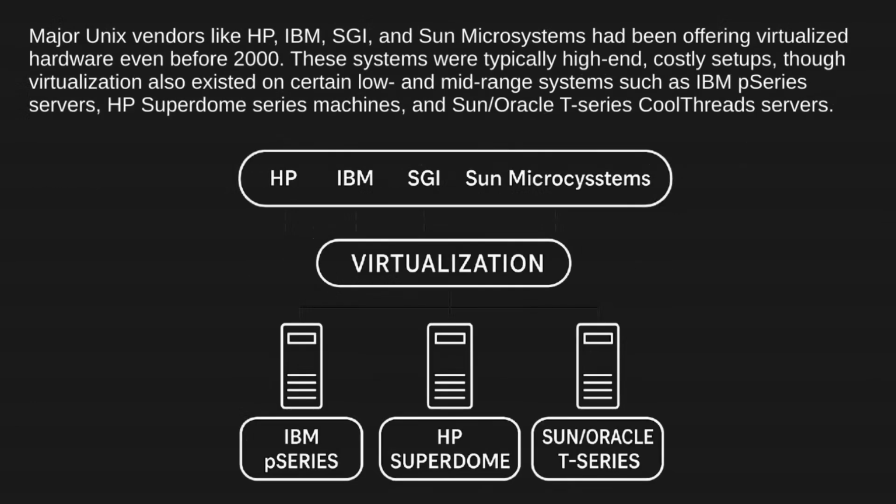Major Unix vendors like HP, IBM, SGI, and Sun Microsystems had been offering virtualized hardware even before 2000. These systems were typically high-end, costly setups, though virtualization also existed on certain low and mid-range systems such as IBM P-Series servers, HP Superdome series machines, and Sun Oracle T-Series CoolThread servers.